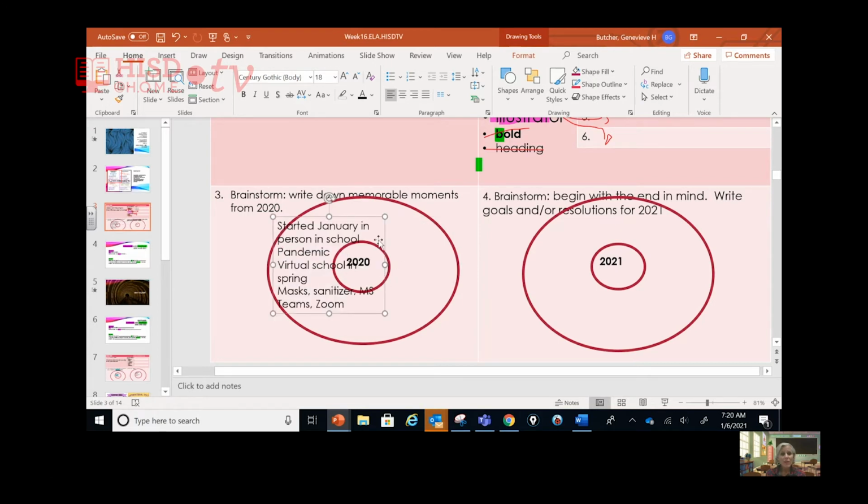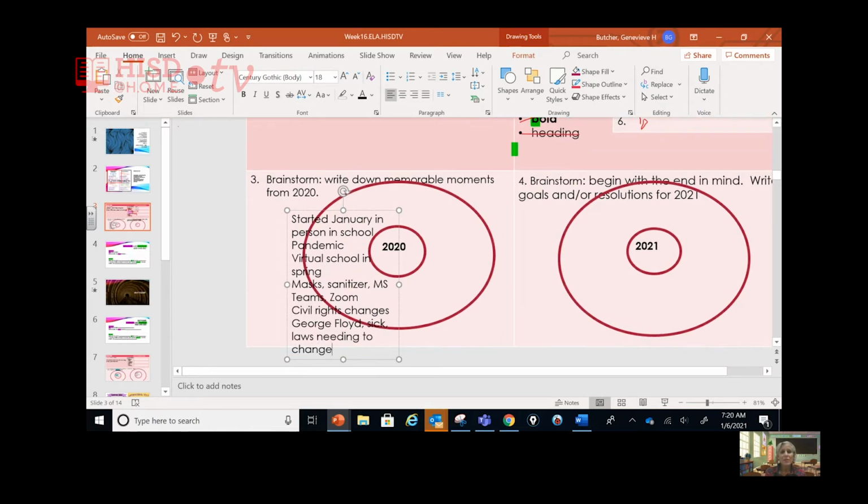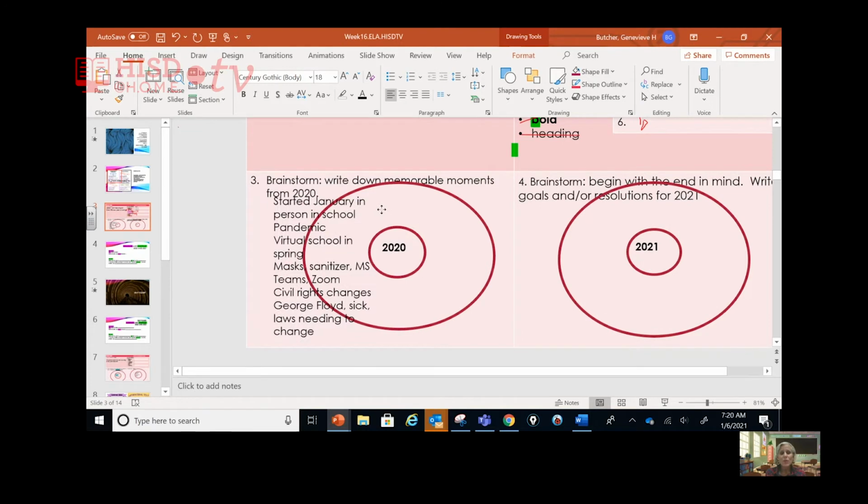We had George Floyd, we had a lot going on with our civil rights as well. We had civil rights changes. We had George Floyd. We had a lot of tragedies. There's a lot of fear, a lot of things happening. George Floyd and others. We had sick people. We had a lot of anxiety. We had laws needing to change to protect civil liberties. So we've got all of those different things in 2020.